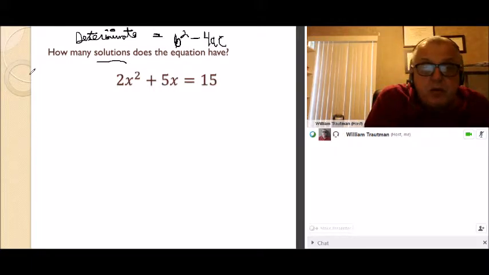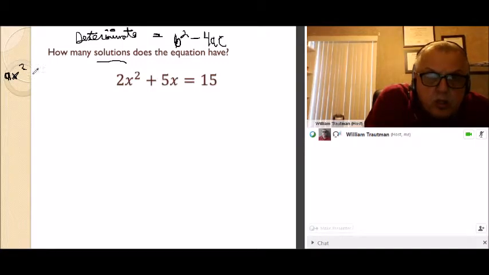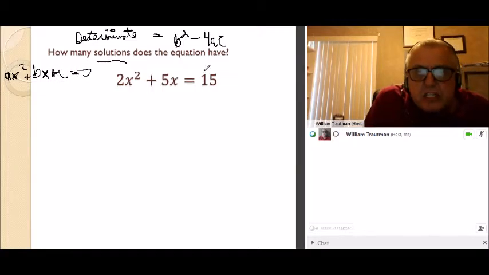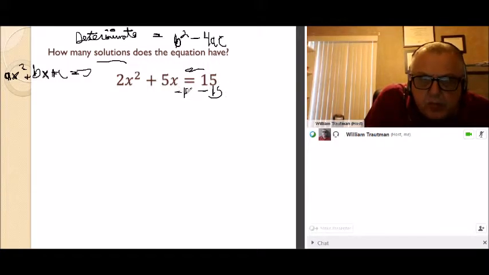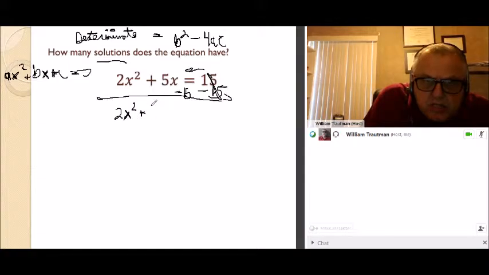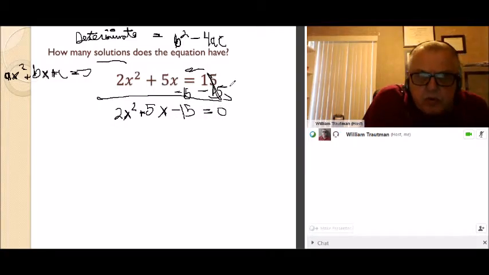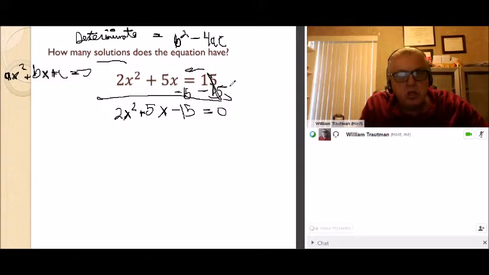In order to do that, remember the standard quadratic equation, ax squared plus bx plus c equals 0. So you have to get everything to one side. I'm going to take the 15 to the other side, minus 15 minus 15. I end up with 2x squared plus 5x minus 15 equals 0. Okay, so this is what I end up with.